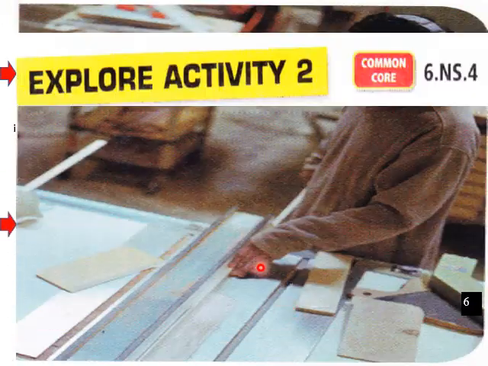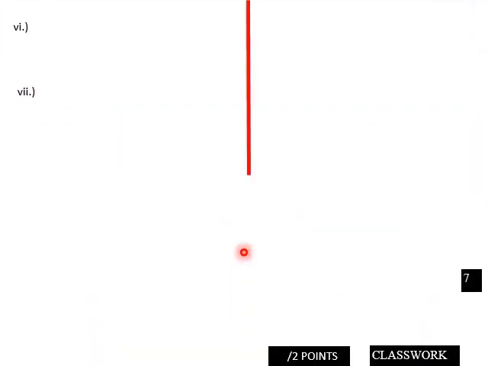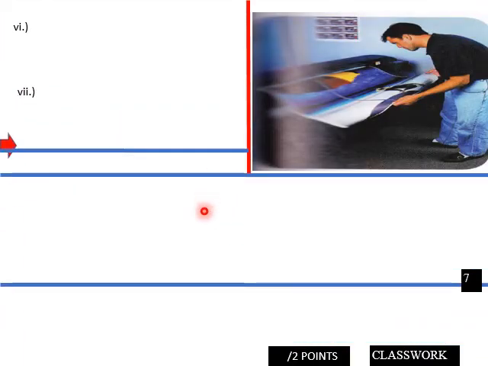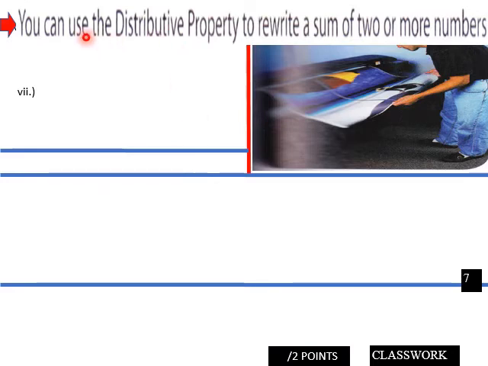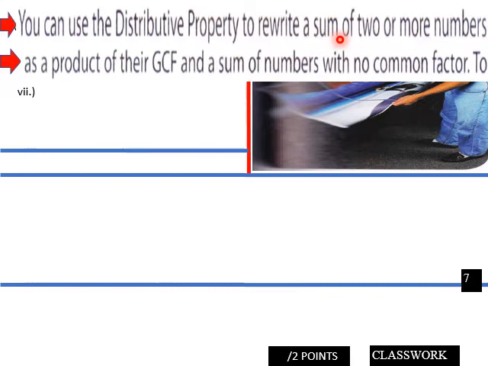Let's move on to the explore activity using the distributive property. So this distributive property you're going to be using for the rest of your mathematical career. You can use the distributive property to rewrite a sum of 2 or more numbers as a product of their greatest common factor and a sum of numbers with no common factor.